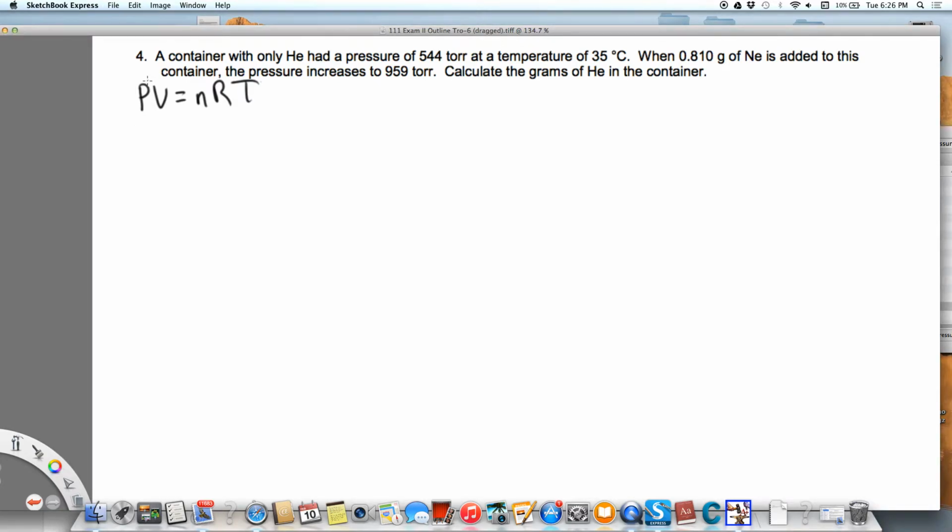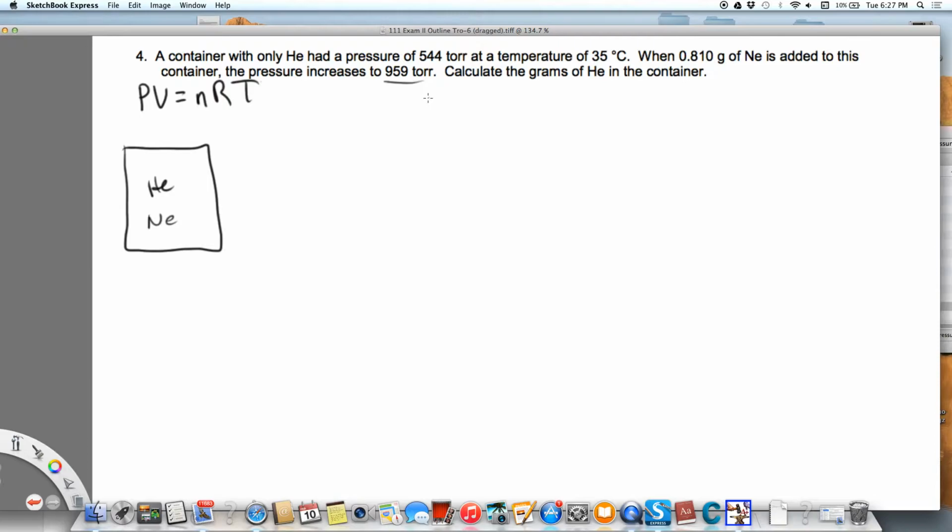Okay, so here we have a container with only helium in it. So here's our container, at a pressure of 544 torr and a temperature of 35 degrees Celsius. Then it tells us that neon is added to this container and the pressure increases to 959 torr. And we want to calculate the grams of helium in the container.